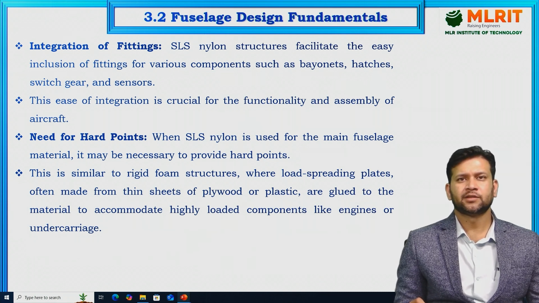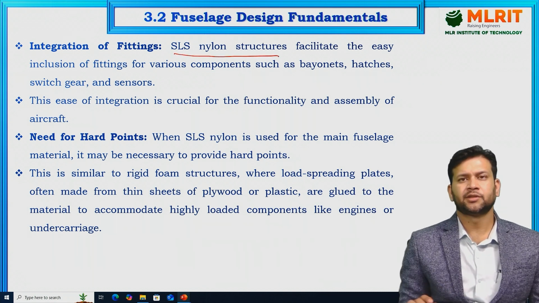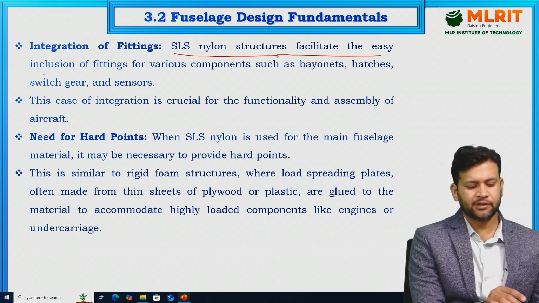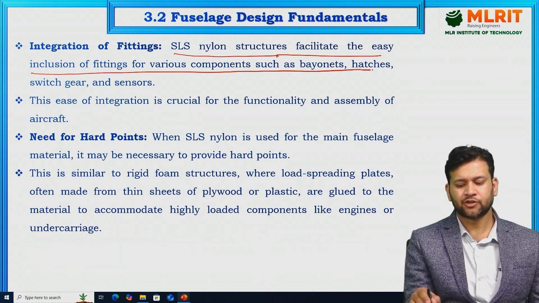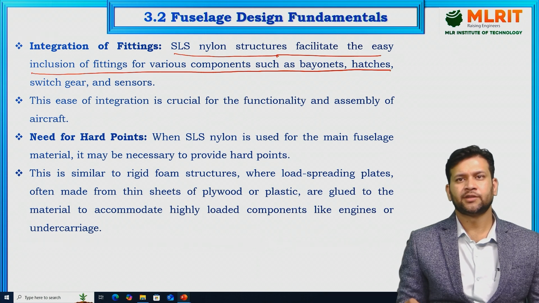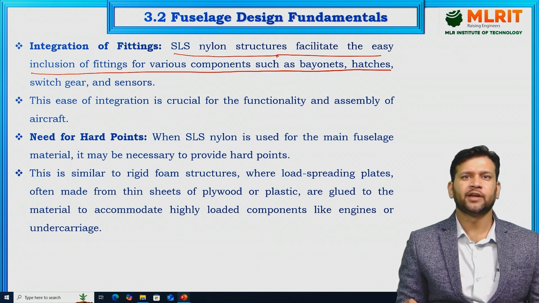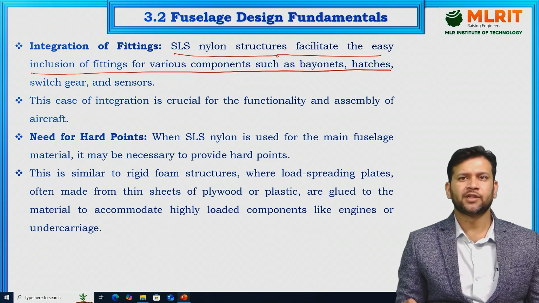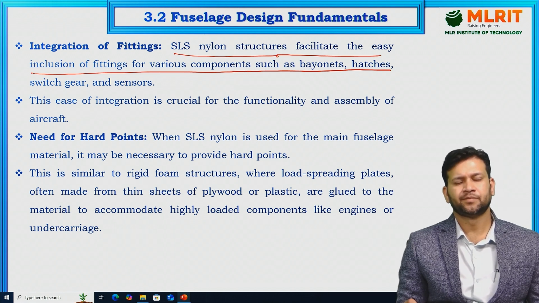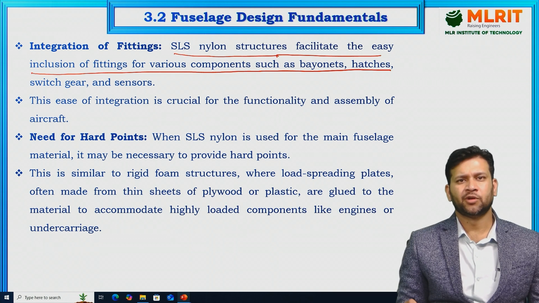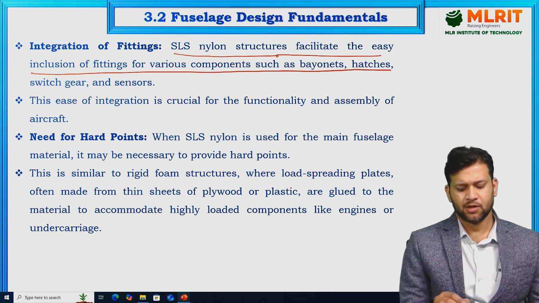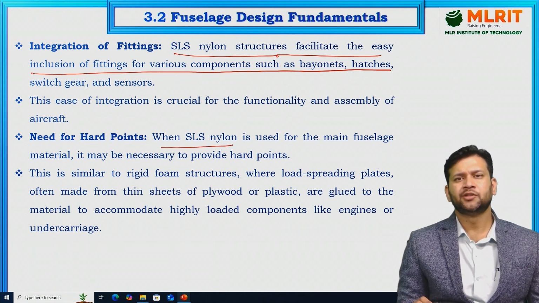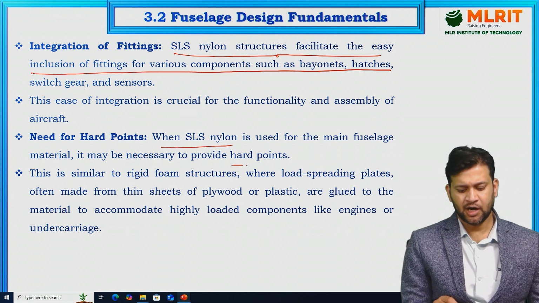Integration of fittings. SLS nylon structures facilitate the easy inclusion of fittings for various components such as bayonets, hatches, switchgear and sensors. This ease of integration is crucial for the functionality and assembly of aircraft. Need of hard points. Hard points are generally needed to mount the power systems. When SLS nylon is used for the main fuselage material, it may be necessary to provide hard points.